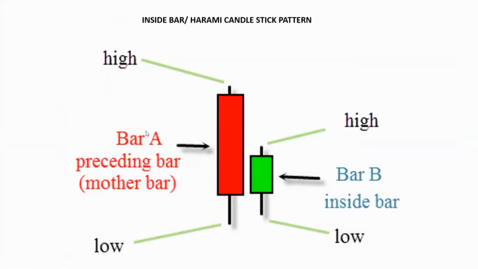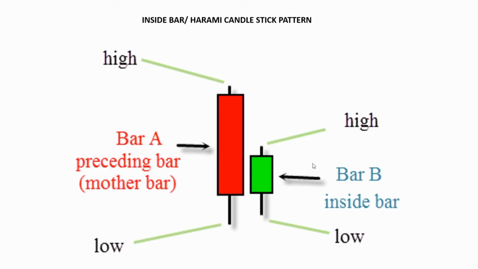From this point here now, you can see that there was a bar A, which is the preceding bar, which is also called the mother candlestick. And then we have bar B, which is the baby candlestick. You get this one now is bigger than this other one. Okay, the first candlestick is bigger than this one.